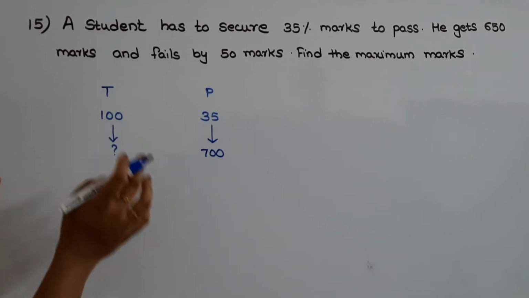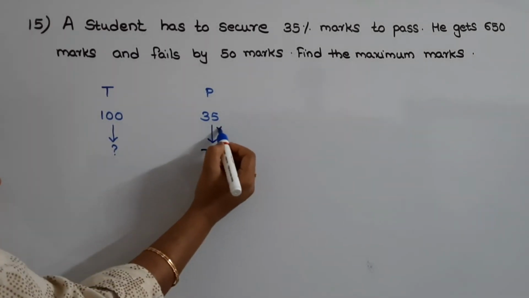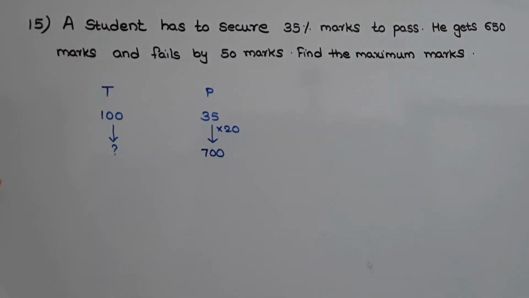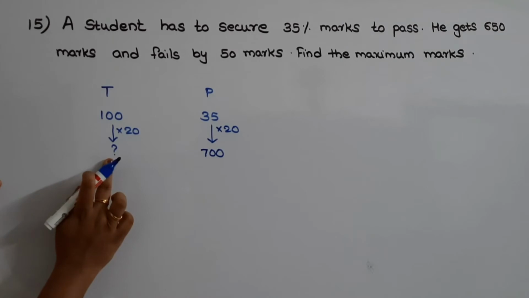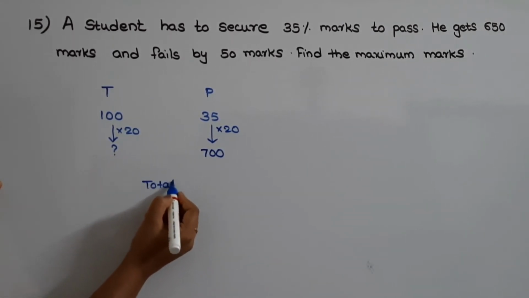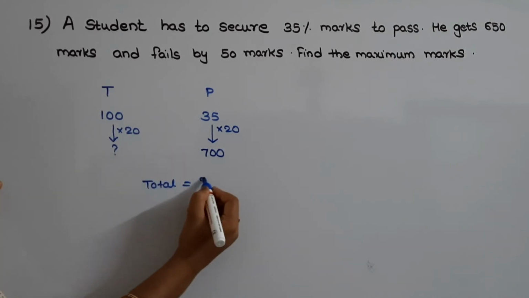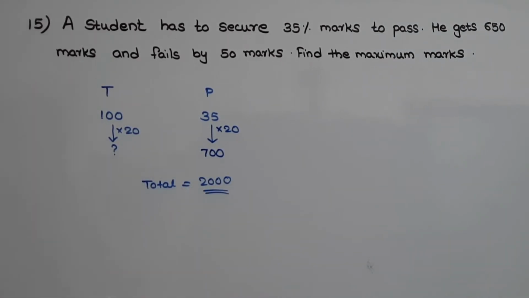This we can find out by cross multiplying, or 35 into 20 is 700. So if you multiply this 100 by 20, you will get this value. So the total marks is equal to 100 into 20, that is 2000. So this is the answer.